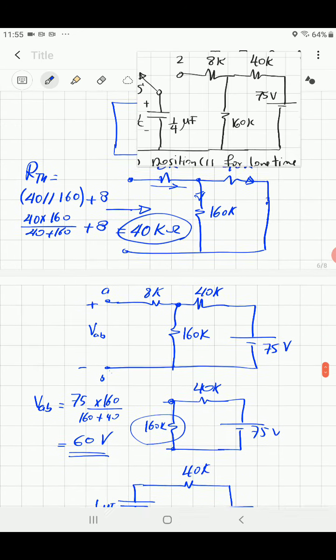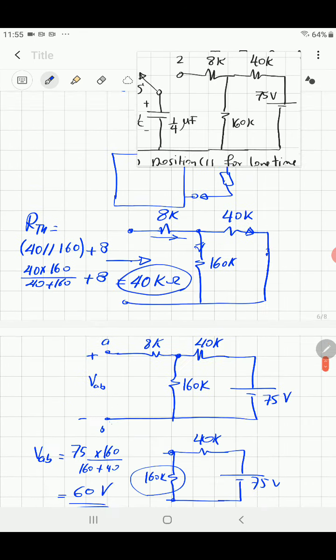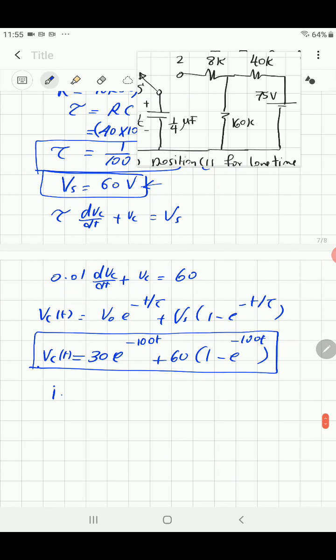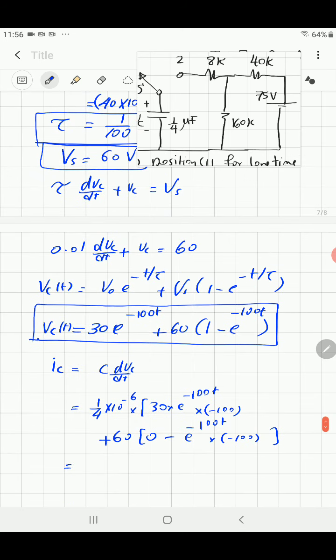Now we're done with part A. Let's go back. Now they want to find the current in the capacitor. How do you find the current? Well, we know that the current in the capacitor is equal C dV/dt. So all you're supposed to do is multiply C, which is equal 1/4 microfarad, times the derivative of this one. The derivative here is 30 times e^(-100t) times minus 100, plus 60. The derivative of 1 is equal 0, and the other one is e^(-100t) times minus 100. And simplify this expression, you find Ic, the current in the capacitor.